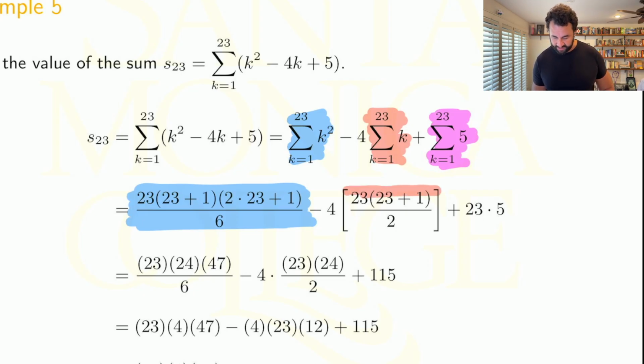It's 4 times this. There you go. And again, n is 23. So we've got n times n plus 1 over 2. And then the last one, which I highlighted in pink, again, n is 23, and we're just adding up the number 5 23 times, which means we're doing 23 times 5, or we're doing 5 23 times. So it's just 23 times 5. And here's n, and here's c in that case, if you want to look back at the more general formula.